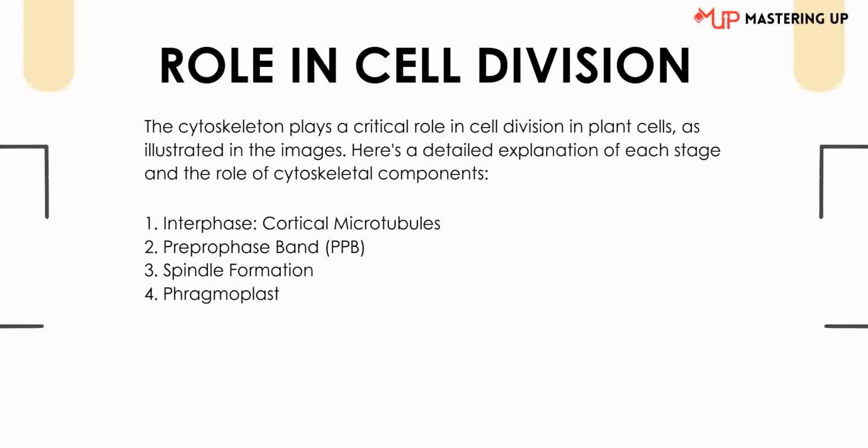Role in cell division. The cytoskeleton plays a critical role in cell division in plant cells, and the explanation of each stage is: interphase and preprophase band, spindle formation, and phragmoplast. We will study those stages in detail with the help of a diagram or image. So let's get started.